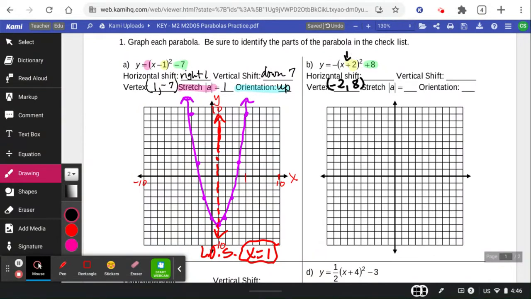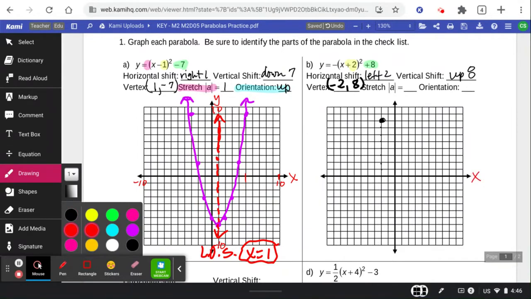Remember that if it's an x plus 2 in this equation right here, it's an actual left 2 horizontal shift, because that x value inside the parentheses is going to have the opposite effect. So this is left 2, and the vertical shift is up 8 from my original dot at the origin. So here I go putting that on there, left 2, up 8. And that's going to be my starting vertex. Make sure you've labeled and scaled the graph.